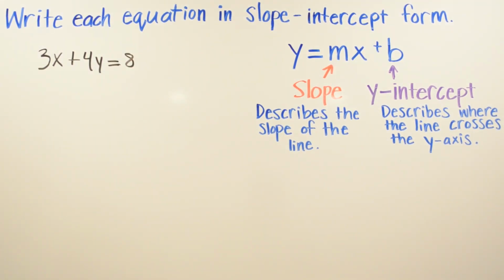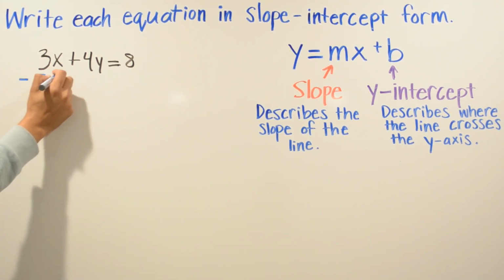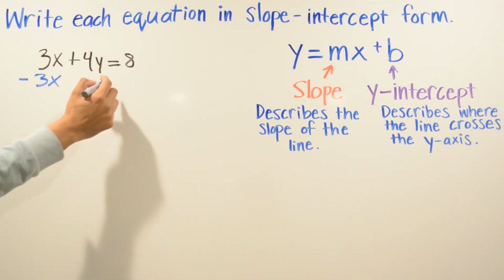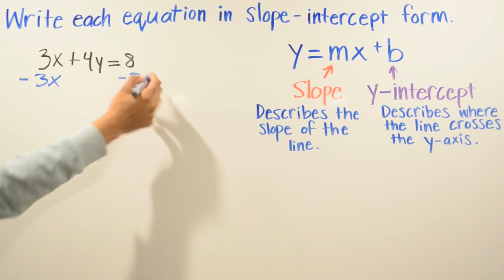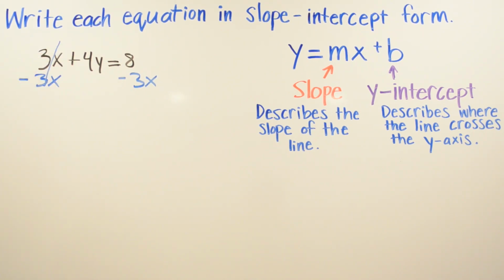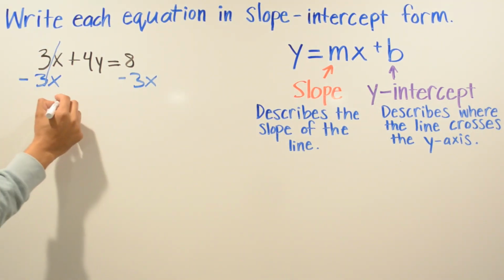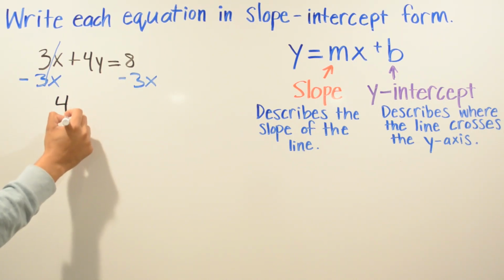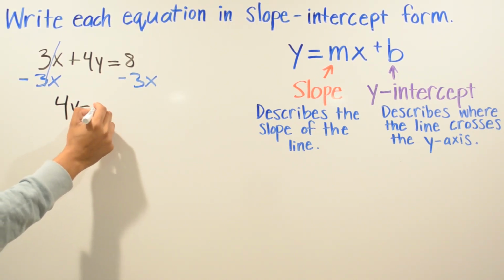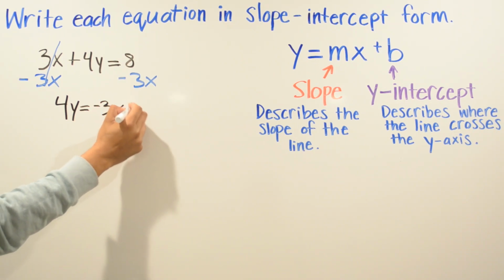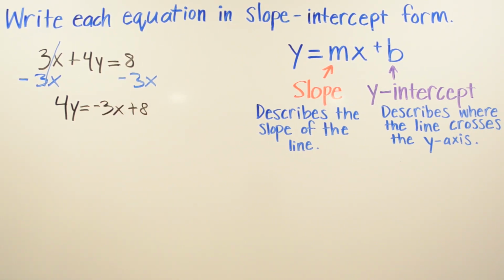In this problem, we have 3x plus 4y equals 8. So we're going to write our formula, y equals mx plus b. I'm going to say minus 3x. Whatever we do on one side of the equal sign, don't forget we need to do that on the other side to balance. So we're going to cross this out now. And then we're going to have 4y equals negative 3x plus 8 now. So now we have 4 with y.